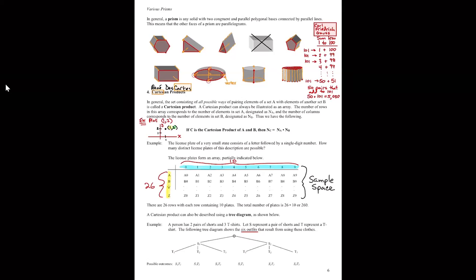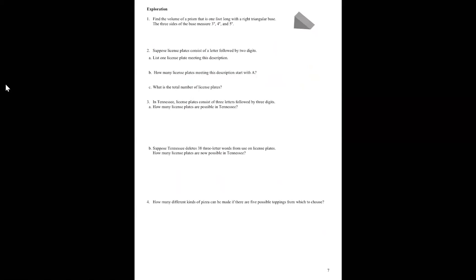All right. So the exploration here talks about the prisms. So we want to find the volume of a prism that's 1 foot long with a right triangular base. All right. So it's very important, and this is what I was talking about on the previous page, that you're able to identify which side is the base. Well, the key here is that it said right triangular, right? So at first glance, we tend to think that whatever the object is sitting on is going to be the base, but that's not the case.